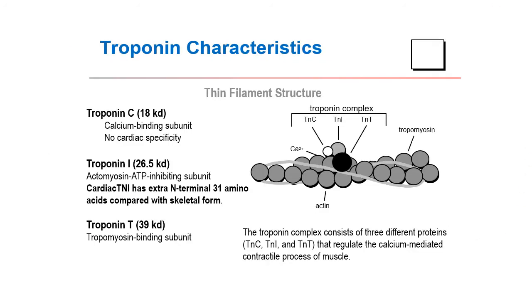So troponin is a protein, it's a component of cardiac muscle, and it regulates the contractile process, the interaction between actin and myosin filaments. There is a troponin C, which is a calcium binding subunit, but has no cardiac specificity, thus there is no assay. There is troponin T, the tropomyosin binding subunit, and troponin I, the actinomyosin ATPase inhibiting subunit, which is differentiated from the skeletal form by an extra N-terminal 31 amino acids.